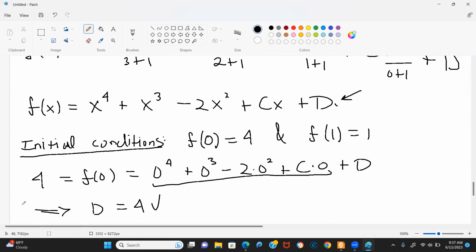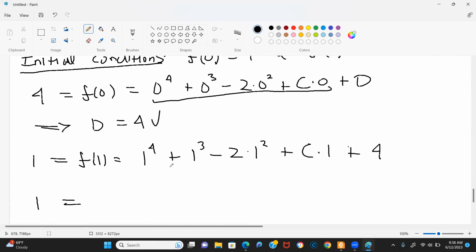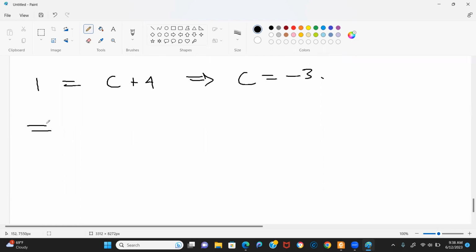Now we also know that 1 is equal to f of 1. And so I've just plugged the 1 in, so I get 1 to the fourth plus 1 cubed minus 2 times 1 squared plus c times 1 plus d, but we know that d is equal to 4. All right, so now we have 1 is equal to, so we get a 1 plus another 1, so that's 2. And then I got minus 2, so that's 0. So then I have 1 is equal to c plus 4. And then that will imply that c is equal to negative 3 if I did that right. Let's see. Yes.